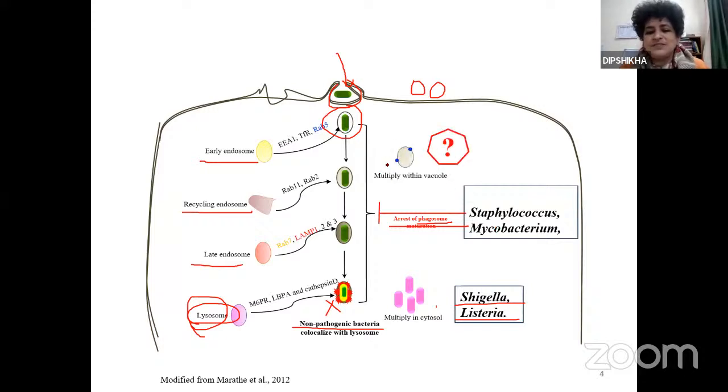Now we talk about Salmonella. Salmonella is a pathogen which will not only stay in the vacuole, it will not arrest its phagosome. The pH of this vacuole is acidic. Normally, in acidic pH, none of these bacteria will survive. But the pH is acidic and they multiply within the vacuole. So this is the beauty of Salmonella.